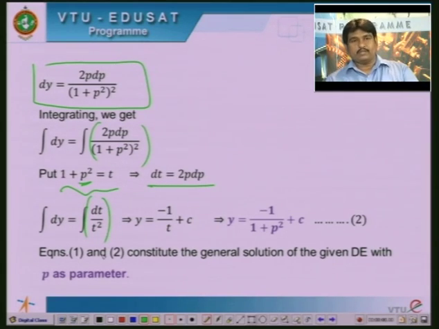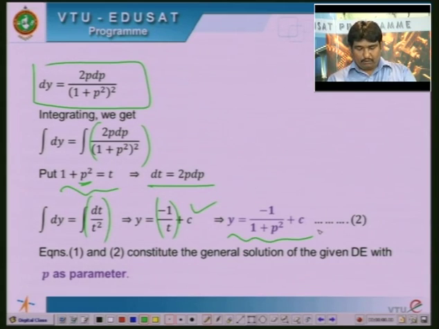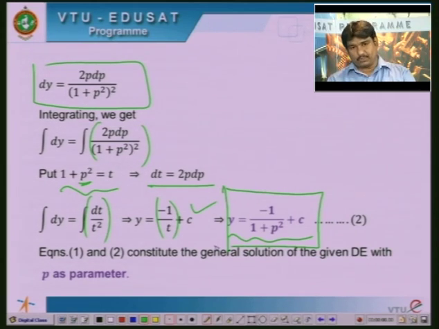Now integrate it. y equals integration of 1 by t square, which is minus 1 by t plus some constant of integration, and you simplify this to get y equals minus 1 divided by 1 plus p square plus c. Now you can see here y is in terms of p: y equals minus 1 divided by 1 plus p square plus c.